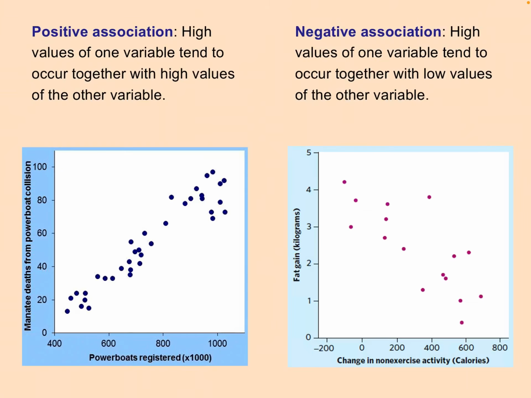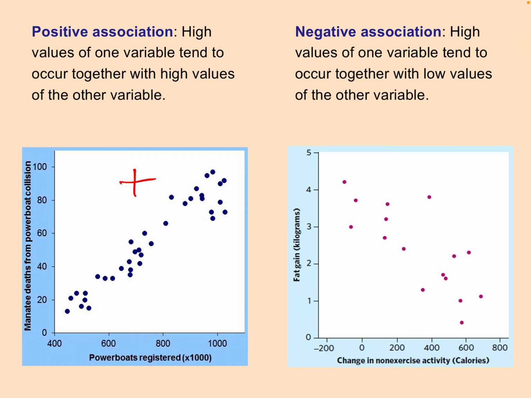All right. Now, what about direction? Think back to algebra class when you were plotting variables on graphs, okay? So here we have our power boats registered again versus manatee deaths. And you see we have the number of manatee deaths increasing as powerboat registrations increase. So as one variable increases on the x-axis, the other variable increases on the y-axis. That is a positive relationship, a positive association. Both variables increase together in value.